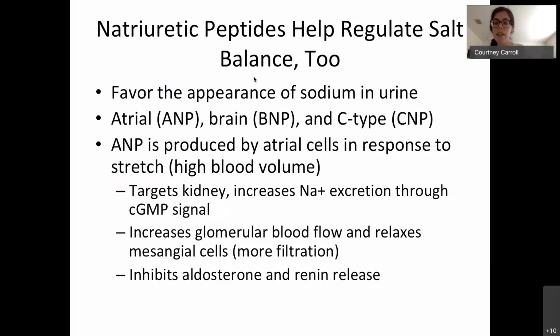On the reverse, counteracting this, we talked about ANP, atrial natriuretic peptide, produced by the atrial cells in response to high blood volume. The other system, with the system we just talked about, the RAS system, is if we want to bring BP up. Well, what happens if we want to bring BP down? That's where ANP is going to come into play. It's going to target the kidney. We're going to switch it around. We're going to excrete, get rid of the sodium, and we're also going to increase blood flow, relax those filter cells, and inhibit aldosterone and inhibit renin. So turn down that RAS system that we just talked about.